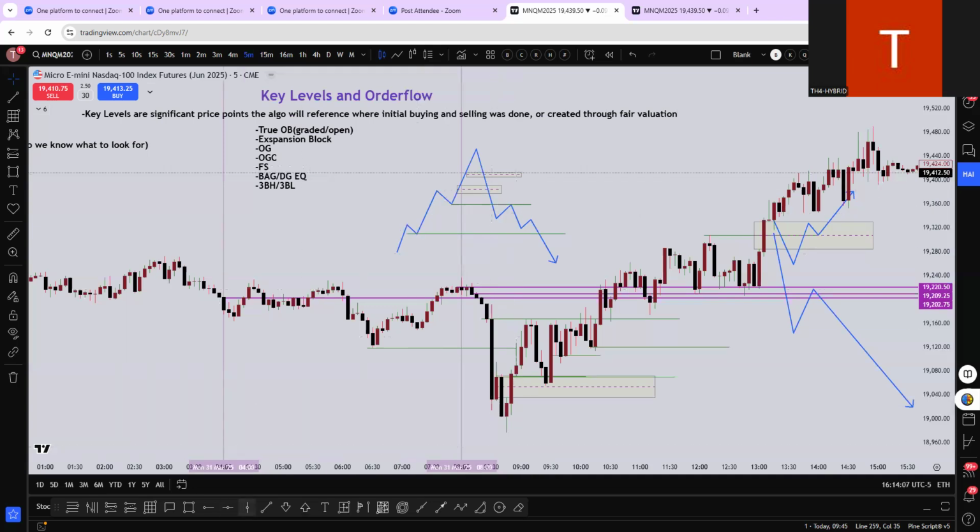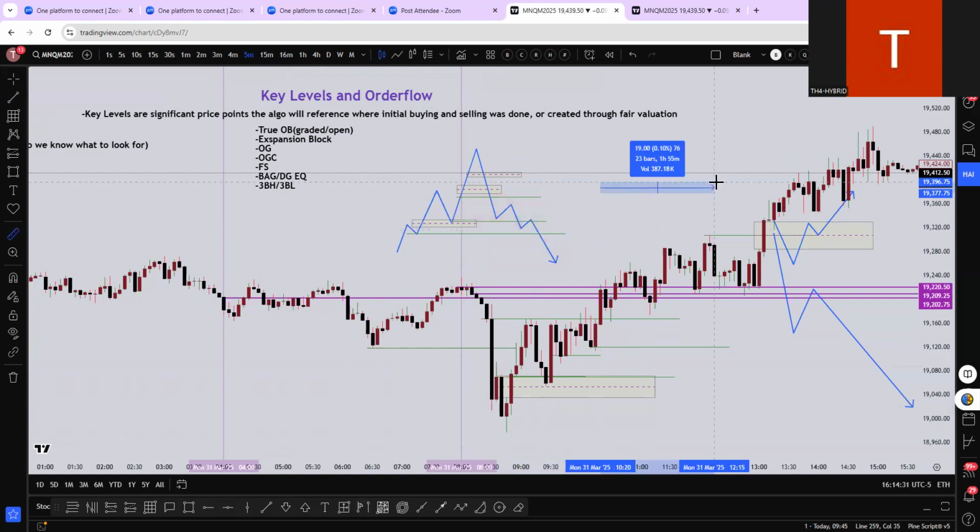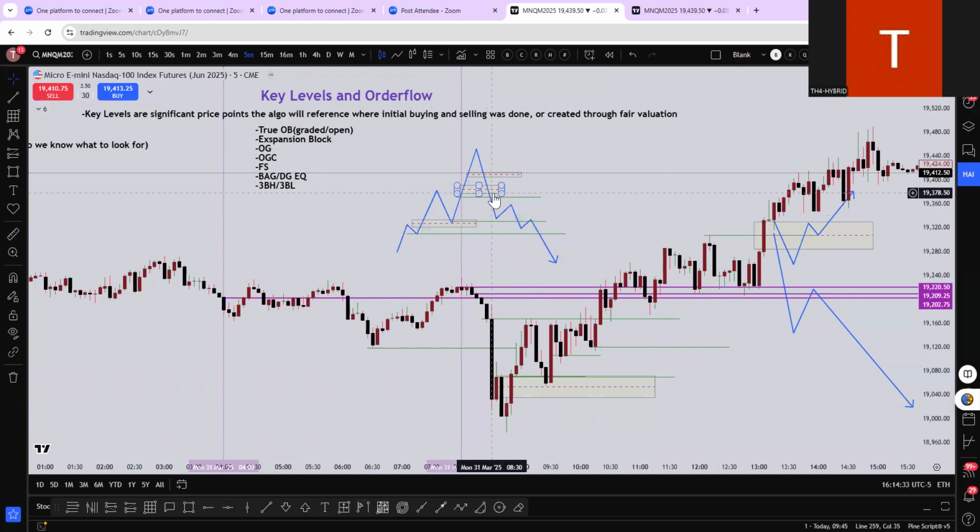You're going to have OGCs, expansion confirmations. You're going to have a lot of ways to read the market and to see if we're going to continue or not. These gaps, directional gaps, breakaway gaps are going to keep forming. And that's where we're going to be watching price to see if we're respecting it or not.